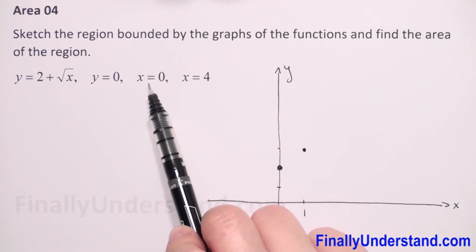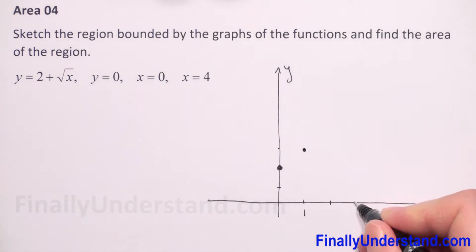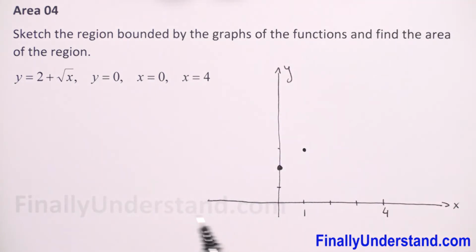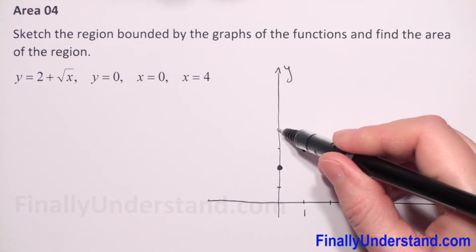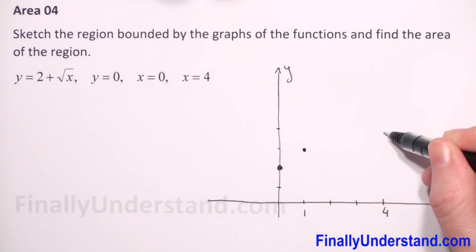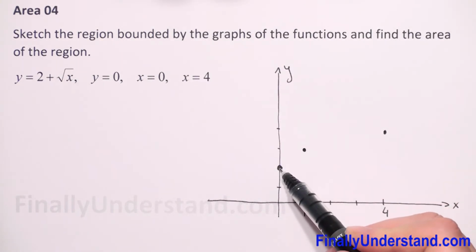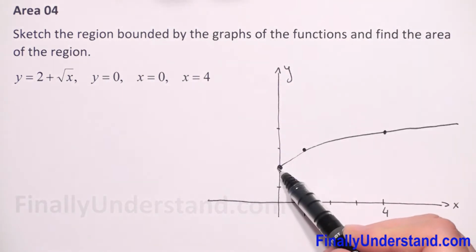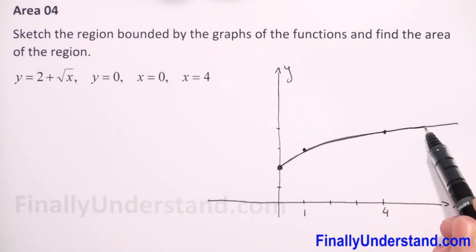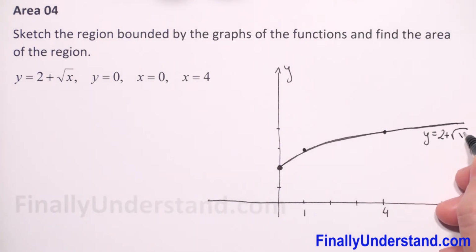What else do we need? We need x equals 0 and x equals 4. So let's put 2, 3, 4. For x equals 4, we will have square root of 4 is 2. 2 plus 2 is 4. So this is our fourth point. Our graph will go to positive infinity. This is the graph of our first function, y equals 2 plus square root of x.